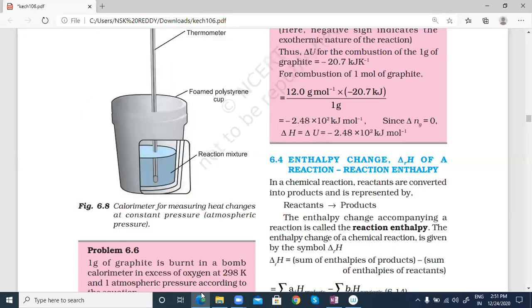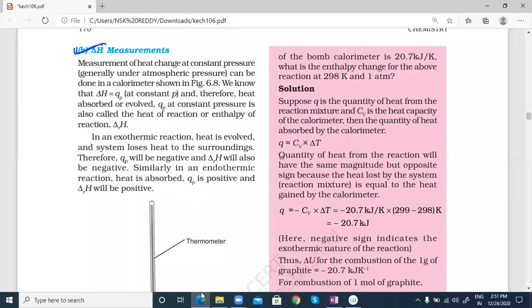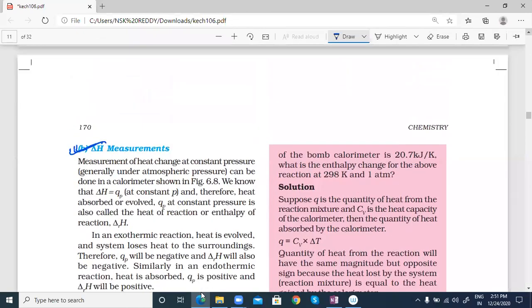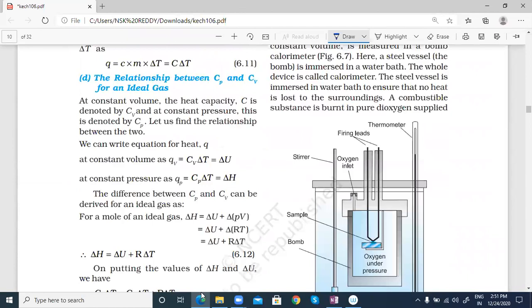This is delta H measurement at constant pressure, at constant volume. You can see the delta H calorimeter. This arrangement we call a calorimeter.